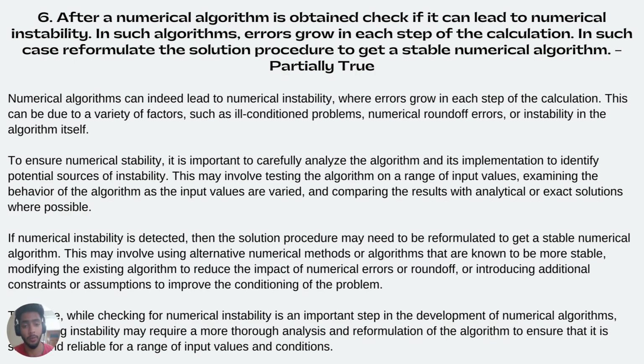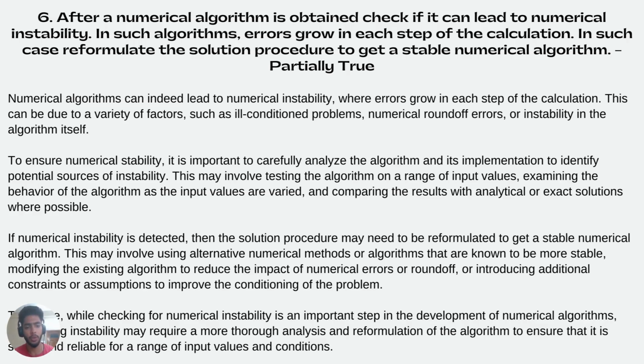And in order to ensure numerical stability, it is really important to carefully analyze the algorithm and its implementation to identify potential sources of instability. This may again involve testing the algorithm on a range of input values, so that we can confirm that, okay, this is our sample size and we have tested within our samples, and examining the behavior of the algorithm as the input values are varied, and comparing the results with analytical or exact solutions wherever it is possible. If we detect some numerical instability, then the solution procedure may need to be reformulated so that we can get a more stable numerical algorithm and our answers may be more accurate.